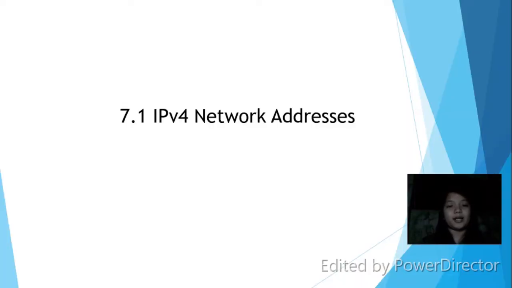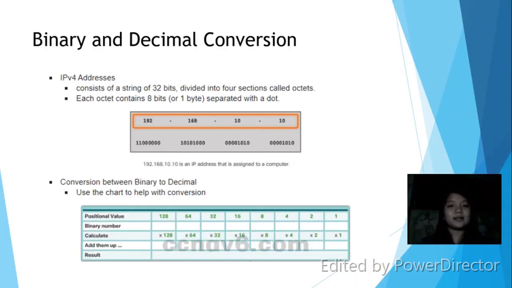IPv4 network addresses: binary and decimal conversion. IPv4 addresses consist of a string of 32 bits divided into 4 sections called octets. Each octet contains 8 bits, separated with a dot. Just like this one, 192.168.10.10. They are separated with a dot.